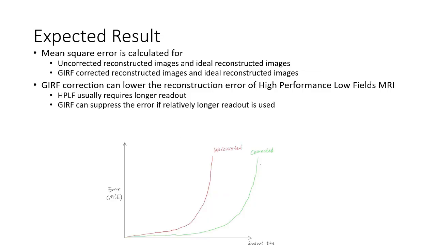This figure shows my expectation for this project. The errors are calculated using the mean square error between the uncorrected images or GIRF-corrected images and the ideal images. I expected the error to increase with increasing readout time in both cases, but the GIRF-corrected one can maintain relatively good performance at longer readouts. Therefore, this project can potentially work for high-performance low-field MRI, since HPLF usually requires longer readout.